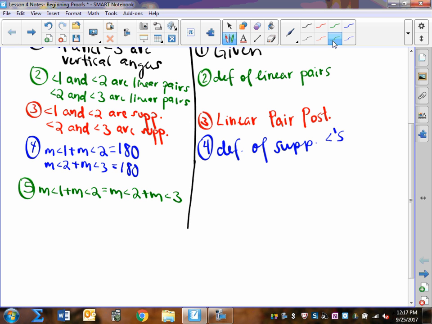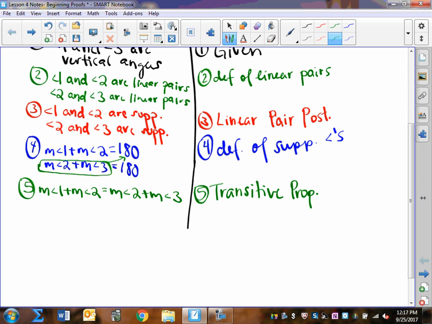Substitution or transitive. So transitive works because we're taking this entire piece. Remember, it's kind of like that law of syllogism, right? 1 and 2 is 180, and 180 is 2 and 3, so 1 and 2 is 2 and 3. So we could say transitive, but we also talked about anytime you say transitive, you can do substitution, right? It's like we're taking this and substituting it in here for 180. So either transitive or substitution property. I'm going to write transitive just because it's more specific, but I would accept either one. So transitive property.